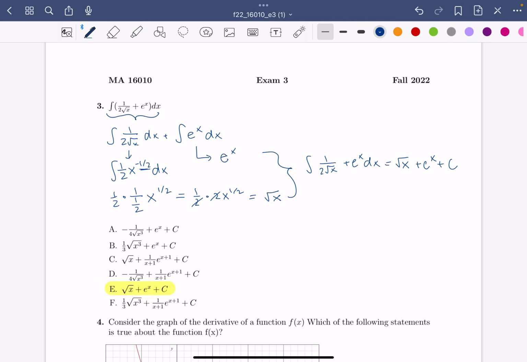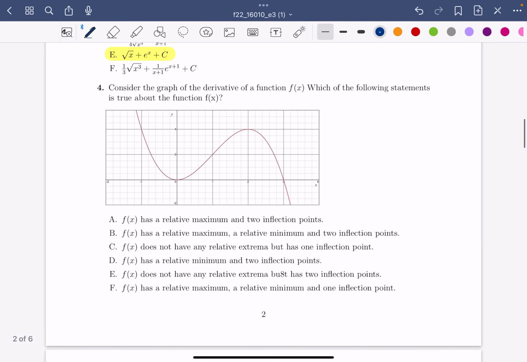If you're unsure about the answer you get on an exam, you can actually take the derivative to get back to this original equation. I'll do this right now. The derivative of x to the 1/2 is 1/2 root x, and then the derivative of e to the x is e to the x. So we're all good. So again, our answer for 3 is E.